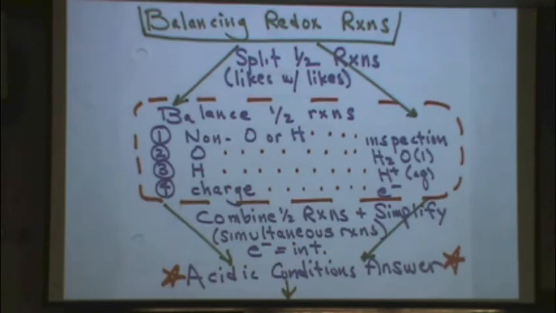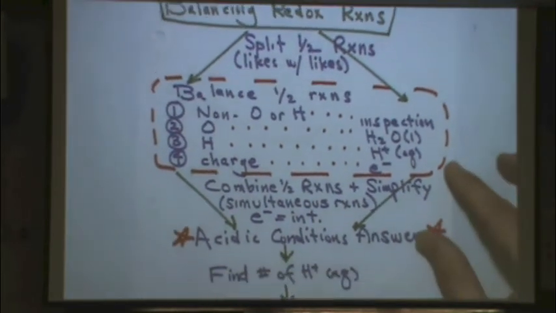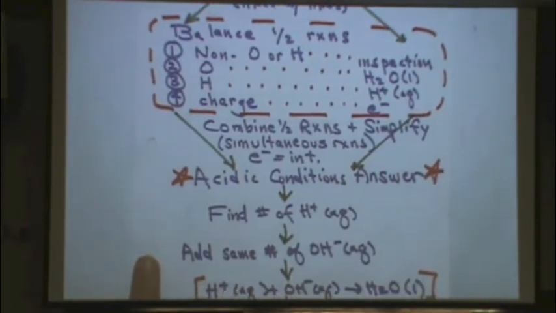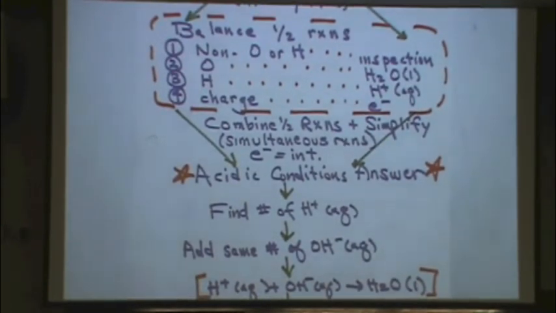Now, sometimes a reaction might occur in basic conditions. If you need a basic conditions answer, you continue from the acidic conditions answer. So, there's ways to go straight to it, but I think it's easier just to continue. So now, you're going to find the number of H+, and you're going to add an equal amount of hydroxides to both sides. You add it to both sides, that retains the mathematical integrity.